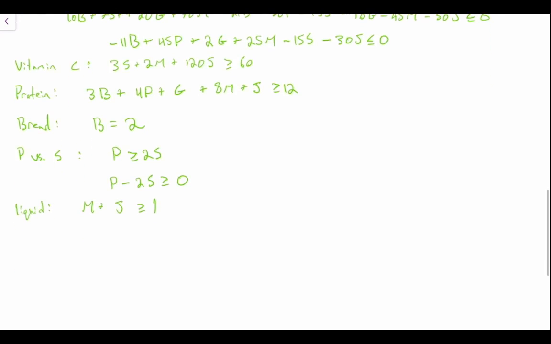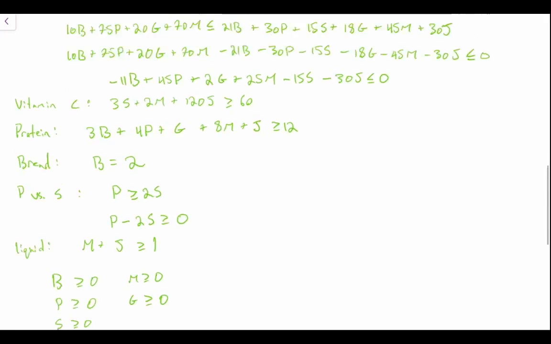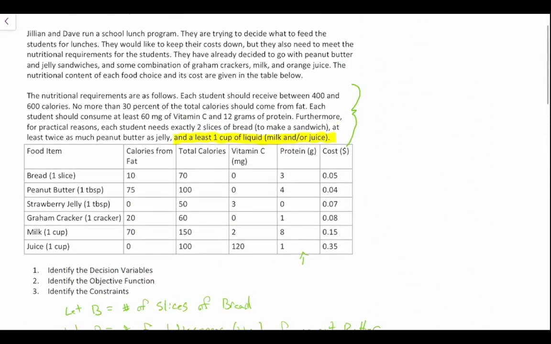And then finally, we have our non-negativity constraint. So b must be greater than or equal to 0. P must be greater than or equal to 0. S must be greater than or equal to 0. J must be greater than or equal to 0. M must be greater than or equal to 0. And G must be greater than or equal to 0. Right, that's our non-negativity constraint. So in the next video, we'll solve this in Microsoft Excel, but that should be sufficient for now.